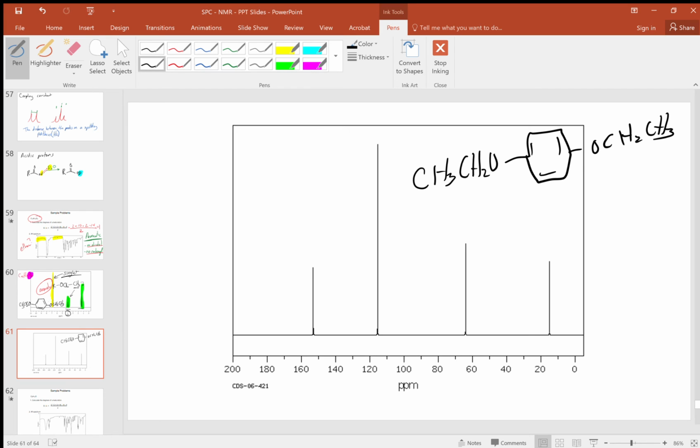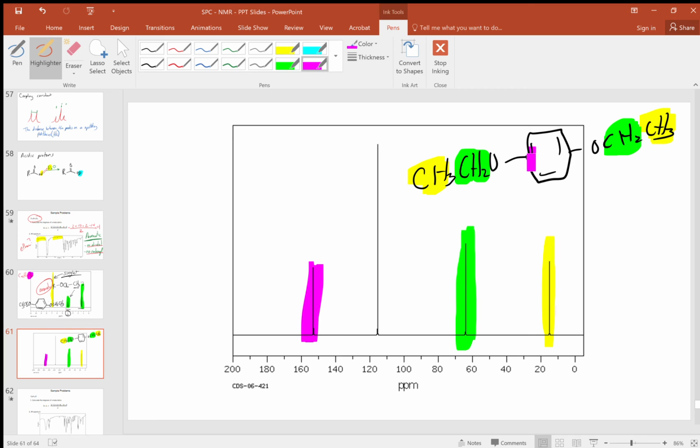So there's our compound again. We know that these are equivalent, and they fit methyl at the end of a chain, 10 to 20 ppm. We have a carbon at 60 ppm, very likely next to an oxygen. We have an aromatic carbon almost out at 160. So that's likely to be attached to something electronegative, which is those 2 carbons.